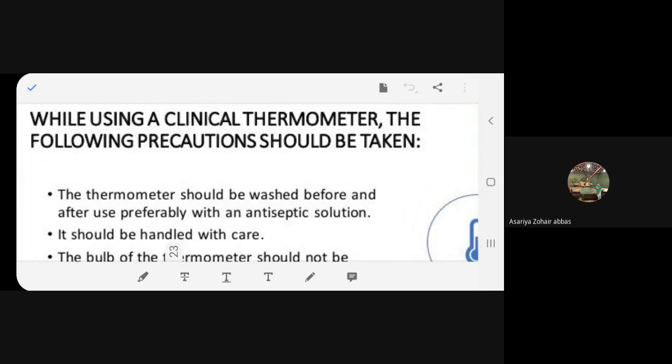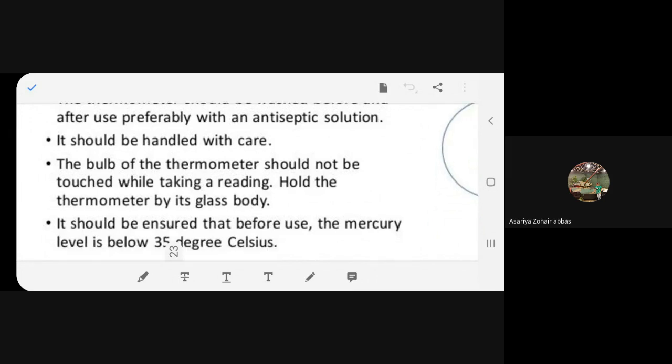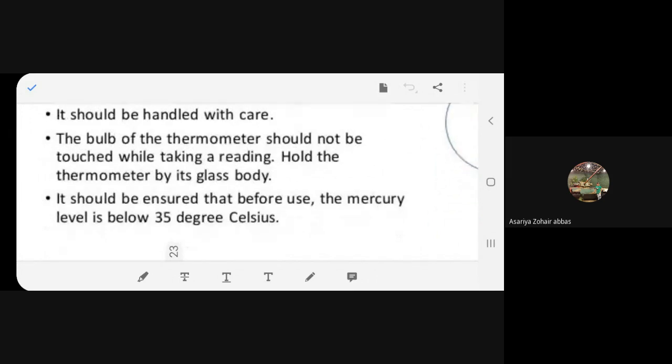While using a clinical thermometer, the following precautions should be taken. The thermometer should be washed before and after use, preferably with an antiseptic solution. It should be handled with care. The bulb of the thermometer should not be touched while taking a reading. Hold the thermometer by its glass body. It should be ensured that before use, the mercury level is below 35 degrees Celsius.